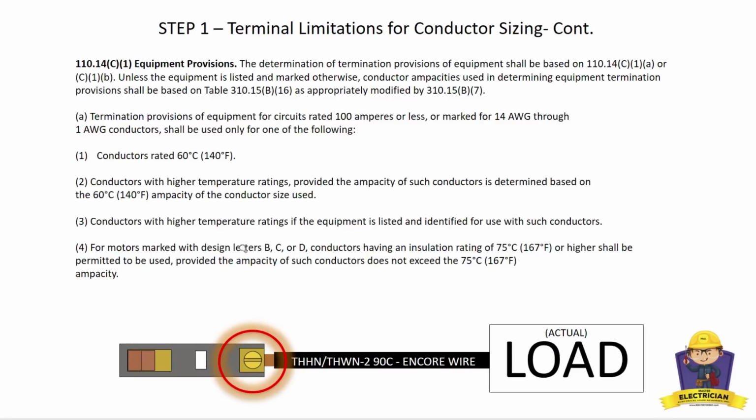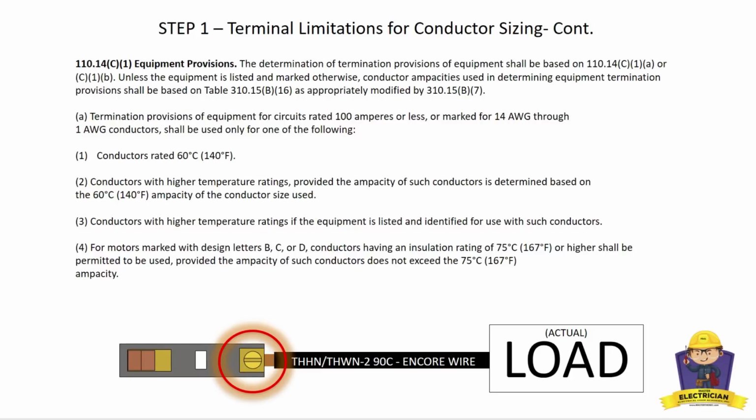Now, here's the one that you and I both use all the time. Usually the terminals are going to be rated for 75 degrees C, even in these sizes here, 14 through 1, or 100 amperes or less. The equipment is going to have a terminal and the lug is going to be rated 60/75 degrees C, so I'm able to use 75 degrees C. However, I can use a 75 degree or even a 90 degree C rated conductor insulation. And conductors with a higher temperature rating, if the equipment is listed and identified for the use of such conductors, are perfectly acceptable to use.